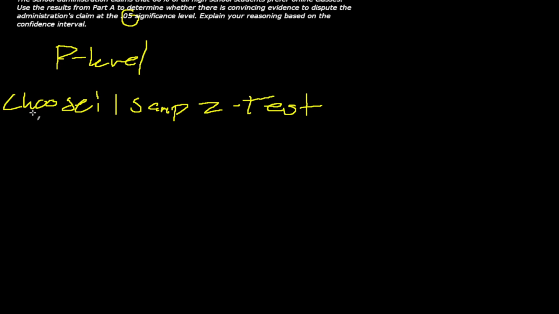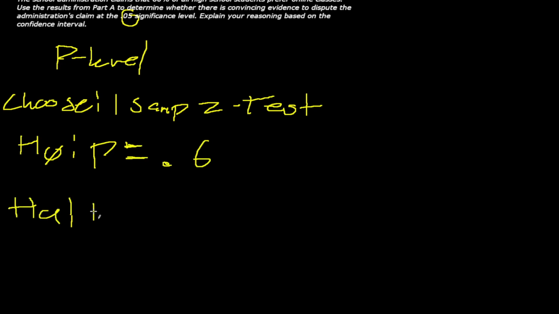And what comes with that is having hypotheses. Basically, this is saying whether you think what they said is true or if it's not. So our null hypothesis, which is what we think is if nothing happened, is that the proportion of students who want to take online classes is equal to 0.6. Our alternate hypothesis is that the proportion is not equal to 0.6.